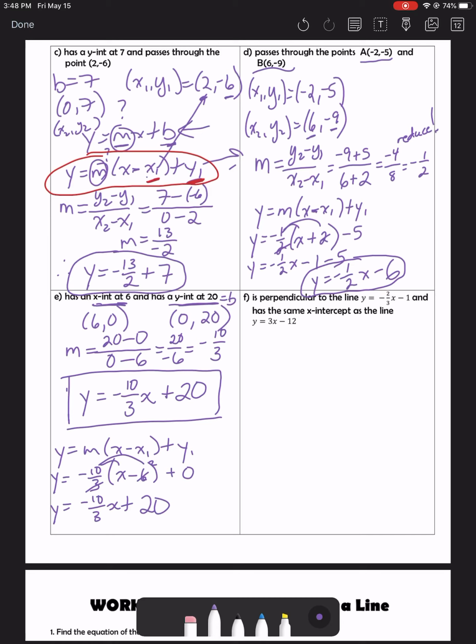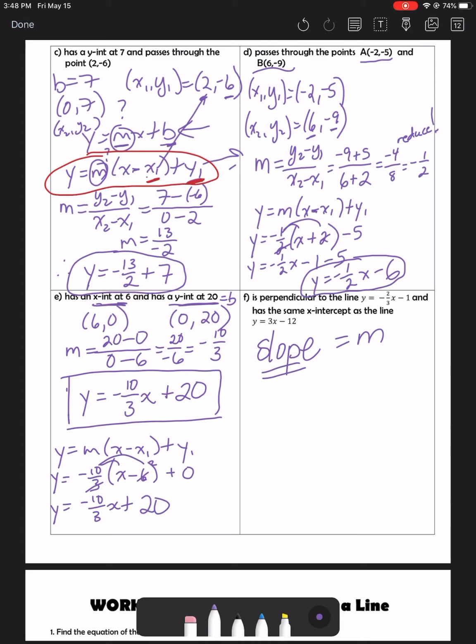There is a lot to think about when you're doing these problems. A lot. But the key is you need to know the slope, which is your m, and you can find that by using the slope formula.